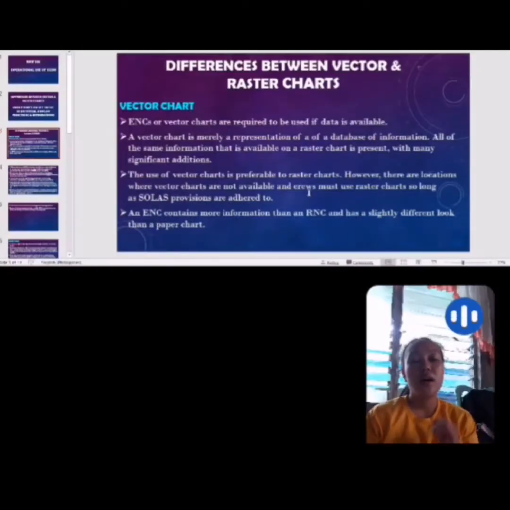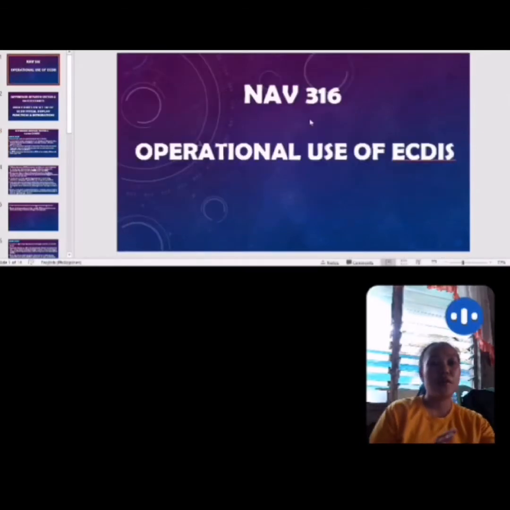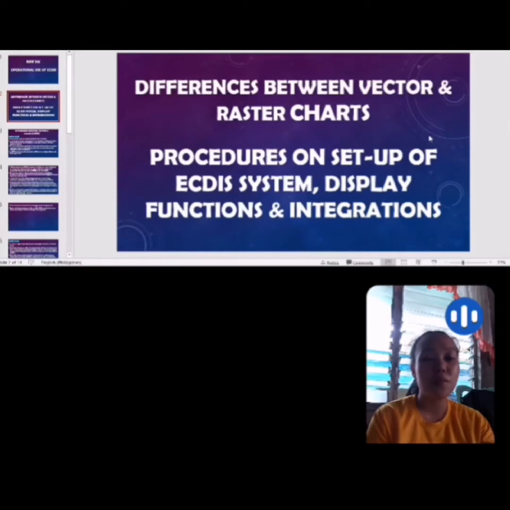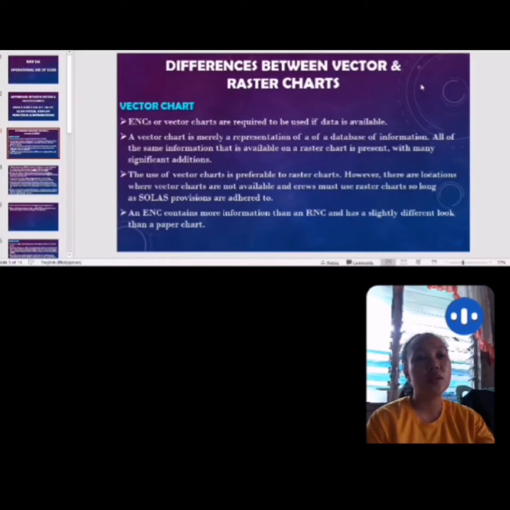Hi everyone, good evening. This is Cadet Pimentel, and my group mates and I are going to discuss a topic from the course NAV 316, Operational Use of ECDIS. Our topics are differences between vector and raster charts, procedures on setup of ECDIS system, display functions and integrations. First, differences between vector and raster charts.